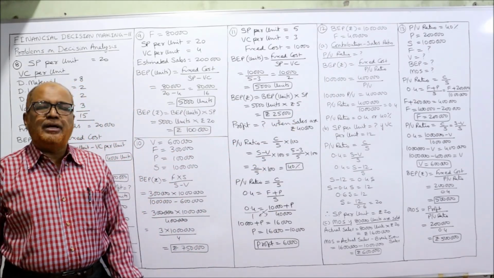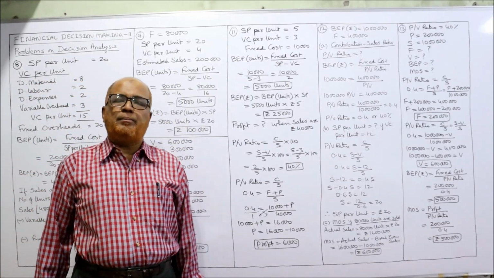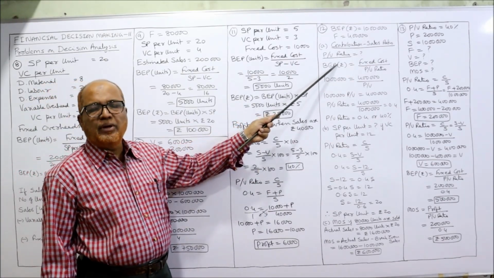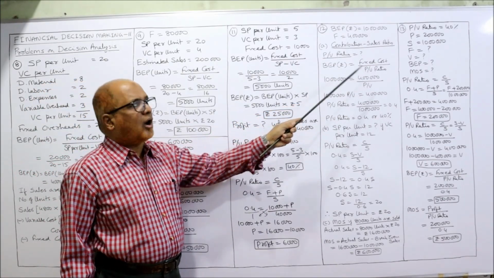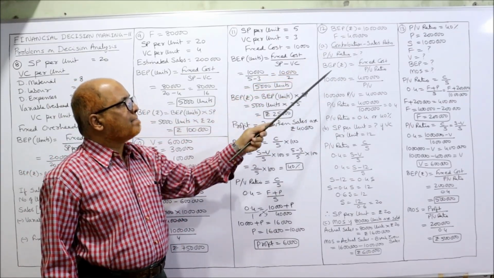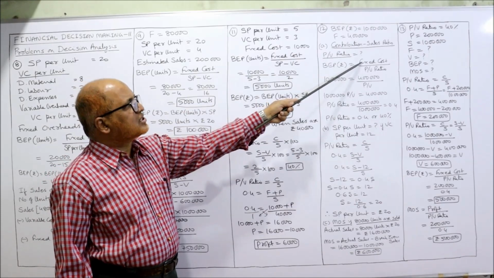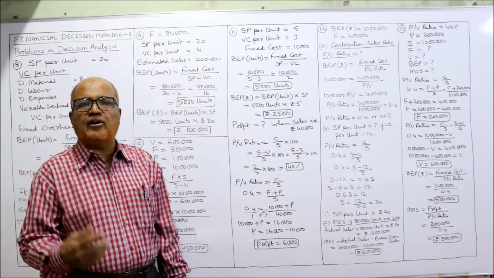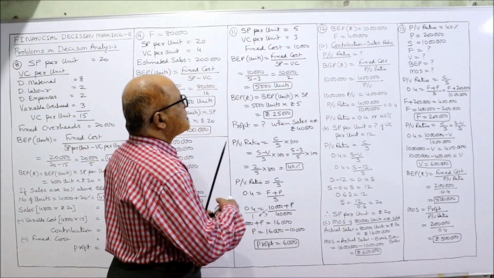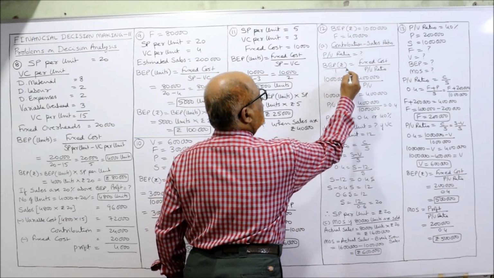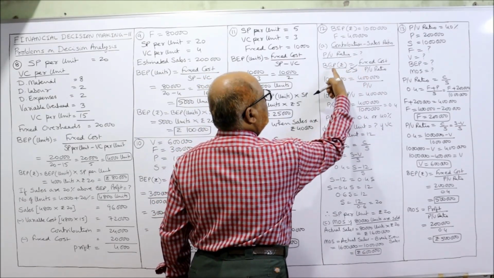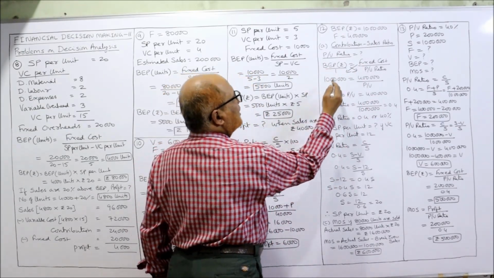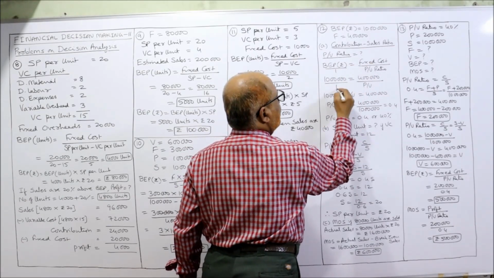Remember the formula of BEP. By using the formula of BEP, we are going to find out PV ratio. So BEP in rupees is equal to fixed cost by PV ratio. How much is the BEP given in the problem? 10 lakh. In place of BEP, 10 lakh. Fixed cost is given in the problem 4 lakh. Divided by PV ratio, we don't have PV ratio, we have to find out PV ratio. So now we'll make the cross multiplication. BEP into PV ratio, fixed cost into 1.